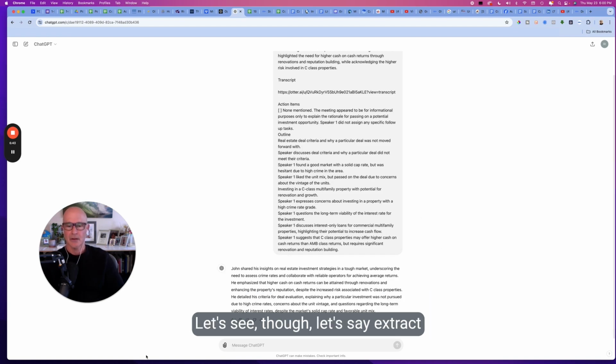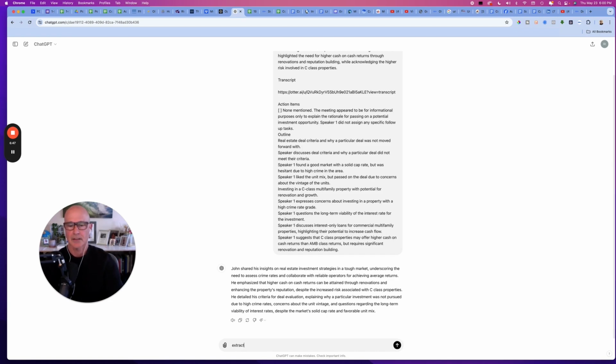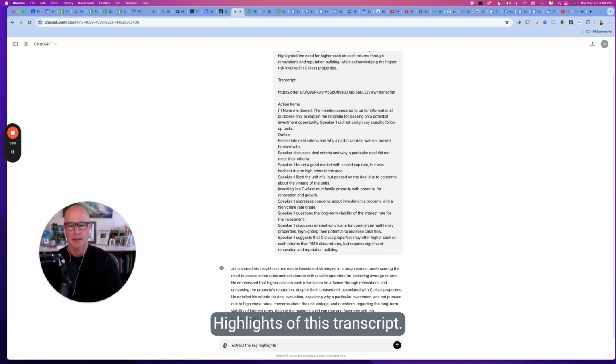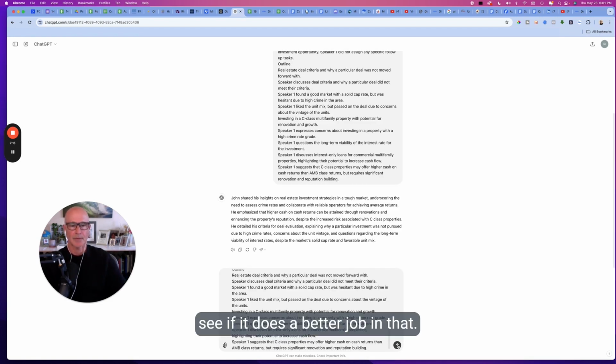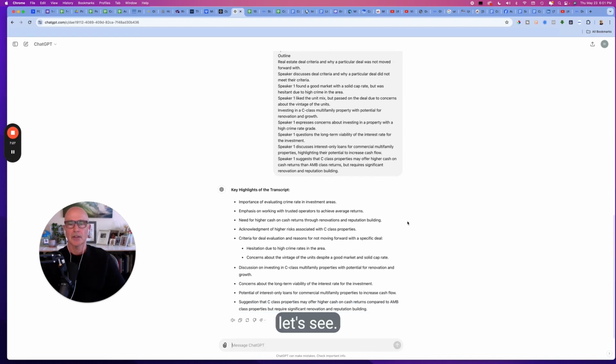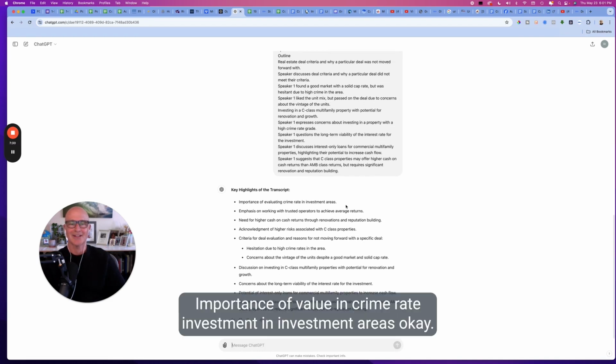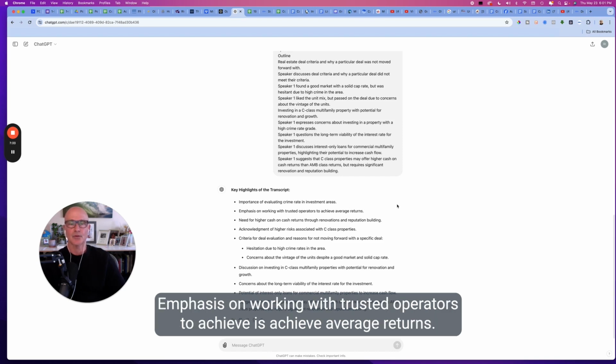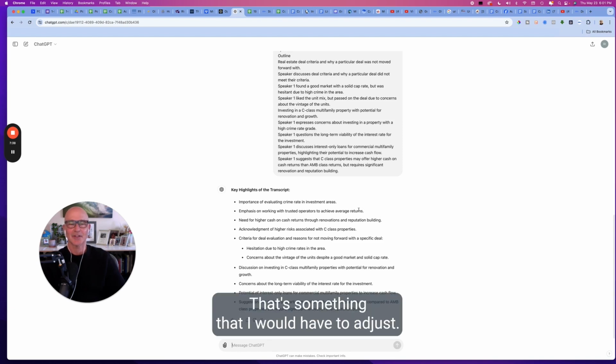Let's see, though. Let's say extract the key moments, the key highlights of this transcript and put it in bulleted form. See if it does a better job doing that. So it's kind of doing something similar. Let's see. Importance of evaluating crime rate in investment areas is okay. Emphasis on working with trusted operators to achieve average returns. It's not right. That's something that I would have to adjust.